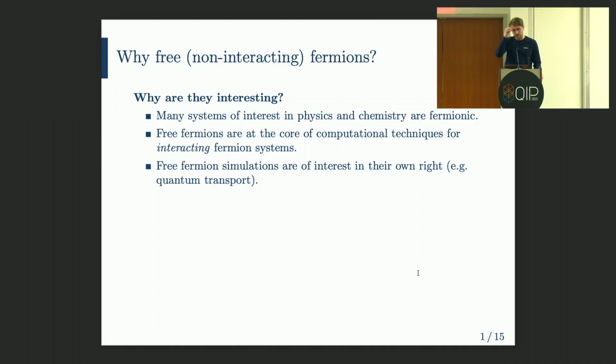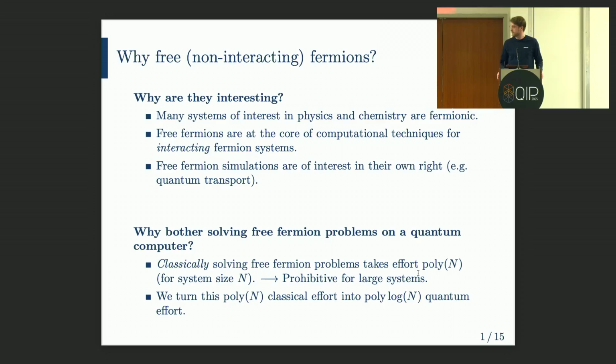So first, why free or non-interacting fermions? Why is it interesting to solve these problems? First of all, many systems of interest in physics and in chemistry are fermionic in nature. Think of electrons or protons. And solving free fermion problems is at the core of computational techniques that solve interacting fermion systems. So it's useful if you can solve these problems as efficiently as possible. The third reason is that free fermion simulations are also interesting in their own right. Think, for instance, of simulations in quantum transport. These are all essentially free fermion simulations.